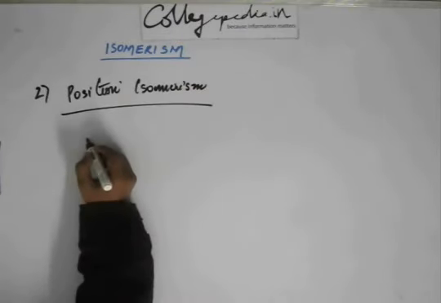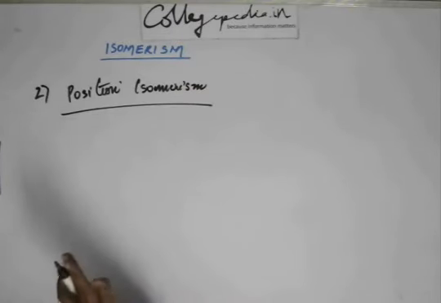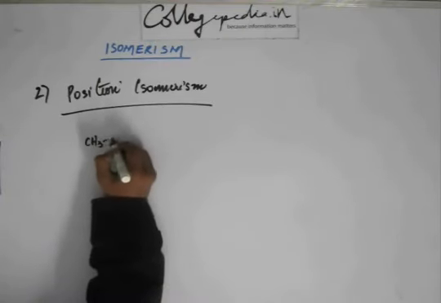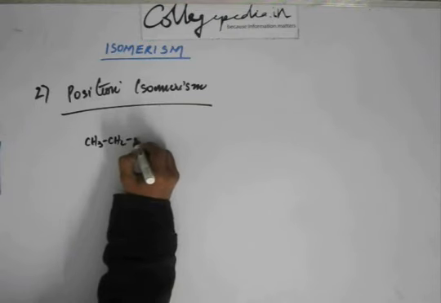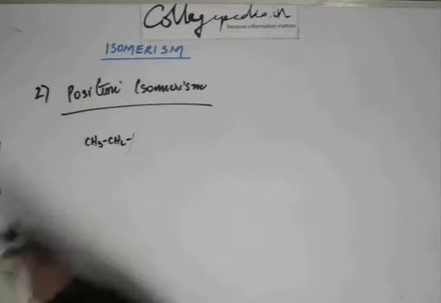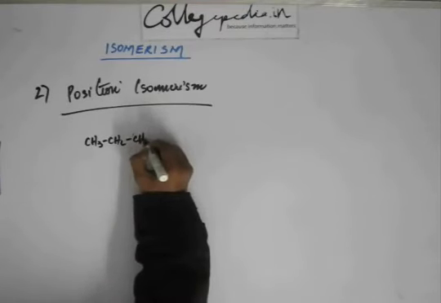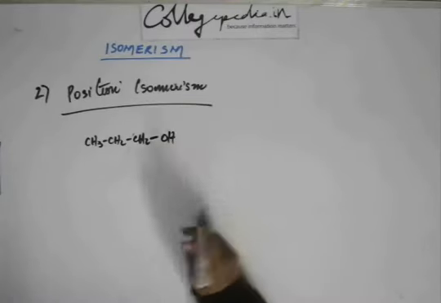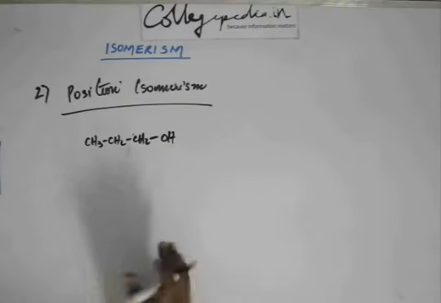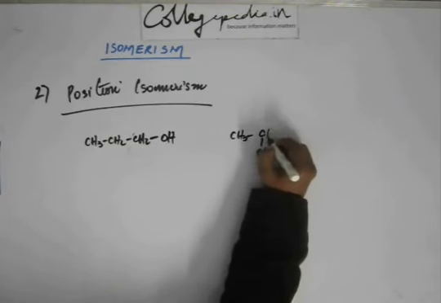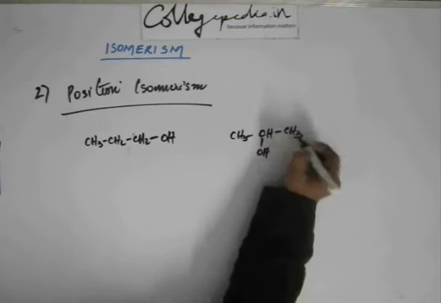Now, position isomerism will be compounds or isomers in which the functional group would be the same, but the position of that functional group could be different. For example, if we have propanol, normal propanol, 3 carbon in a chain and then OH group in the terminal end. So this is normal propanol. We can have 2-propanol where this hydroxy group is on second carbon.